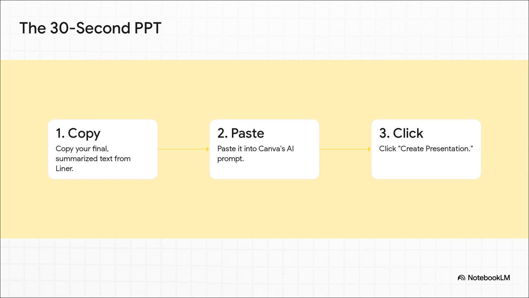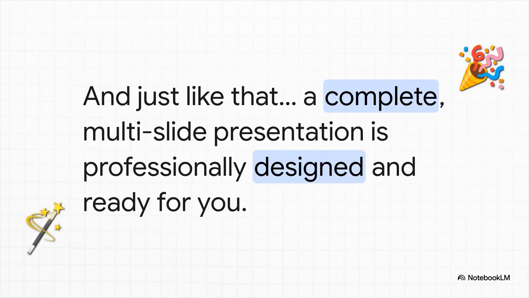It's 3 steps. First, you copy your final summarized text from Lainer. You just grab it. Step 2, you paste it into Canva's AI prompt. And step 3, you click Create Presentation. That's it. It really is that simple. You copy, you paste, you click. And just like that, poof, a complete multi-slide presentation is professionally designed and just ready for you.